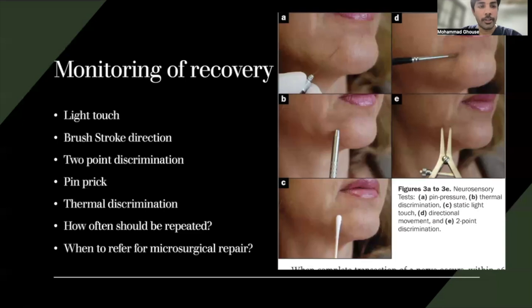So, the monitoring of injury can be broadly classified into mechanoceptive methods and nociceptive methods. The mechanoceptive methods include light touch, brushstroke discrimination, and two-point discrimination, whereas the nociceptive methods include pinprick and thermal discrimination. In order to do this, first we have to define the region of injury.